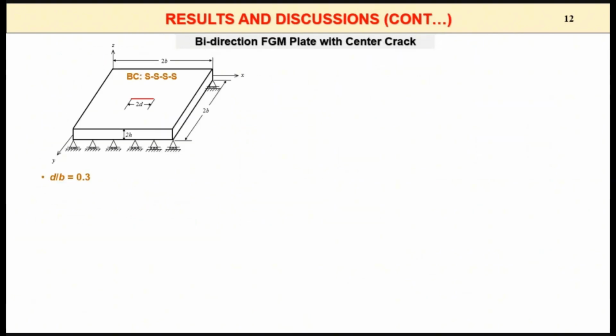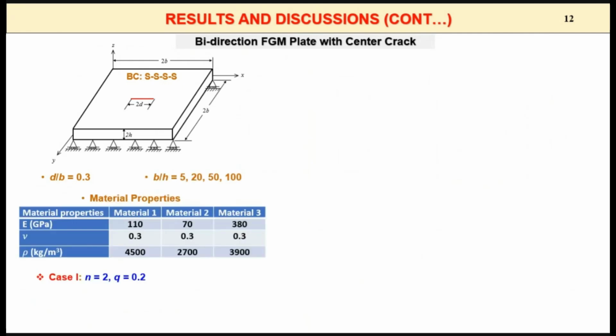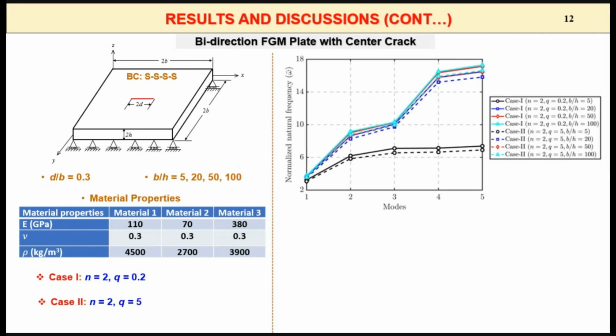Now for the bidirectional, this is the parametric study. I have taken D by B equal to 0.3 and B by H I am varying from 5, 20, 50 and 100. The material properties are the same, and we have taken these two cases. Case 1 is N equal to 2 and Q equal to 2, and case 2 is N equal to 2 and Q equal to 5. For case 1 and case 2, I have obtained the natural frequencies for the lowest 5 mode shapes.